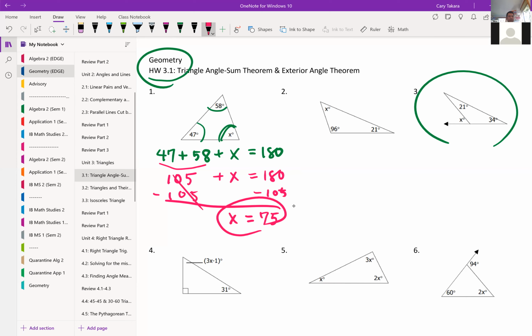Nice job. So why don't you do number 2? Number 2 is just like the previous question number 1. You add them up, equal to 180. Let me give you 1 minute.